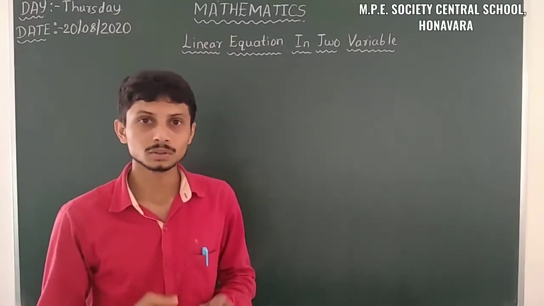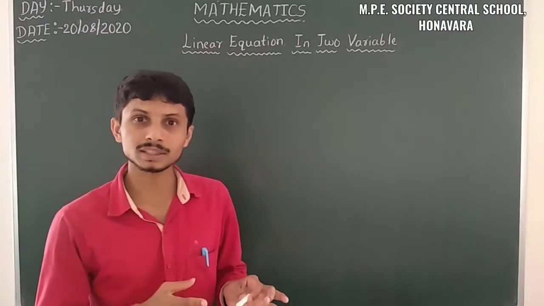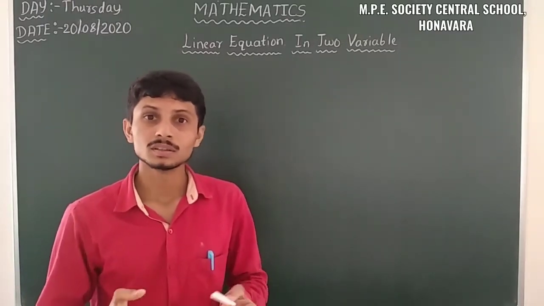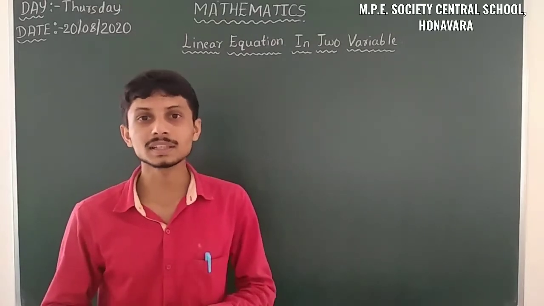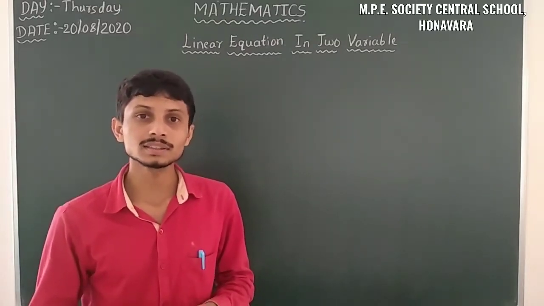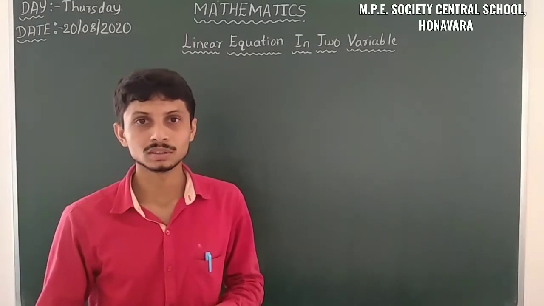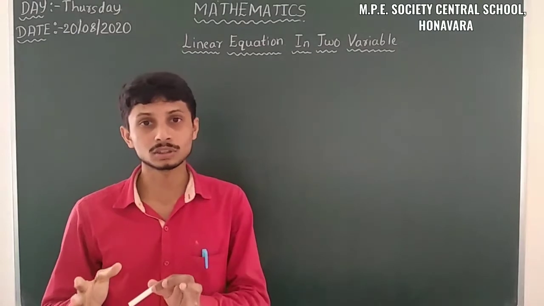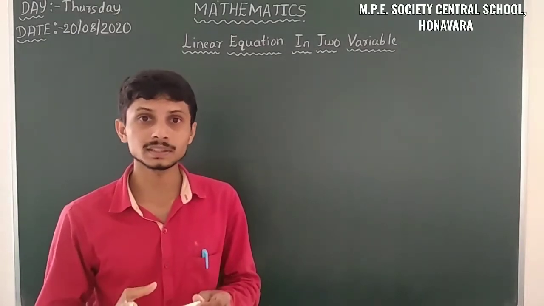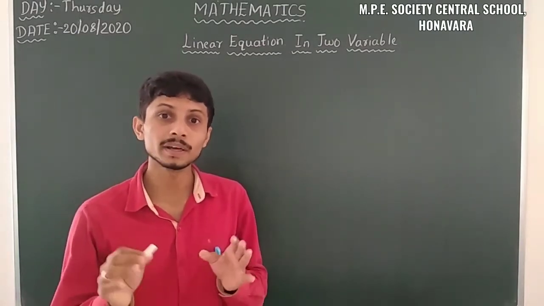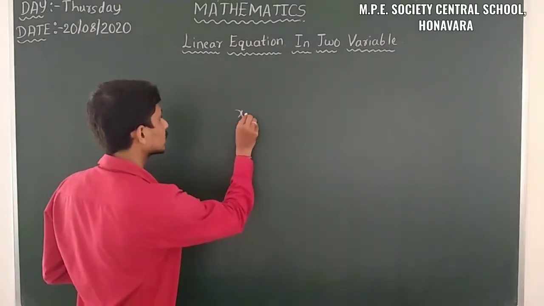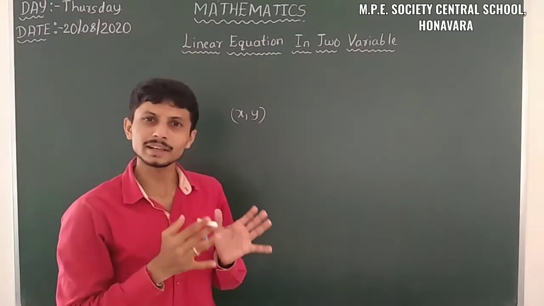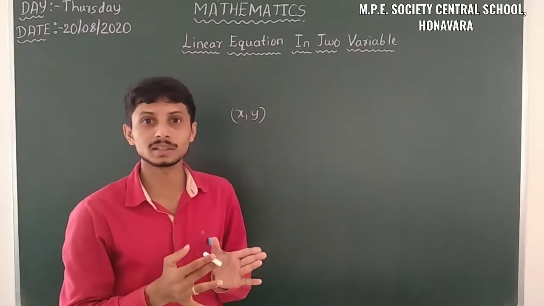In that we discussed that in some cases we got infinitely many solutions, in some cases we got only one solution, and in some cases only two solutions. So we already know that. In every solution we represented the solution in the form of x comma y. So that means it is closely connected to coordinate geometry.